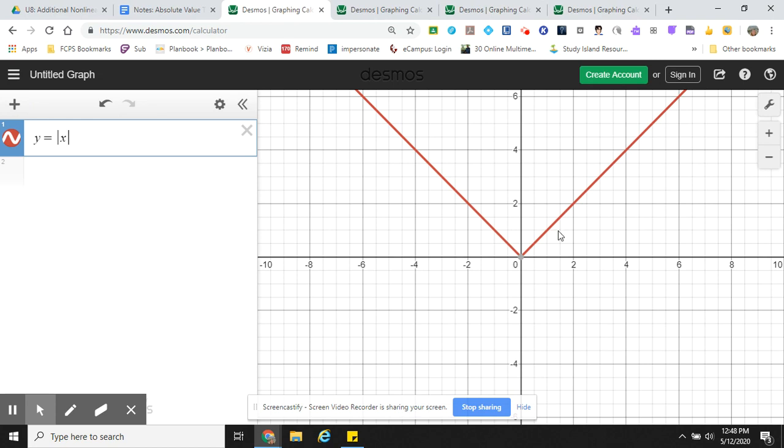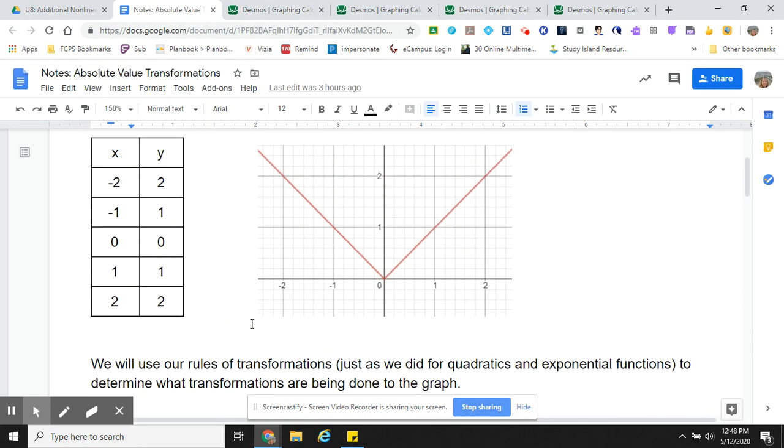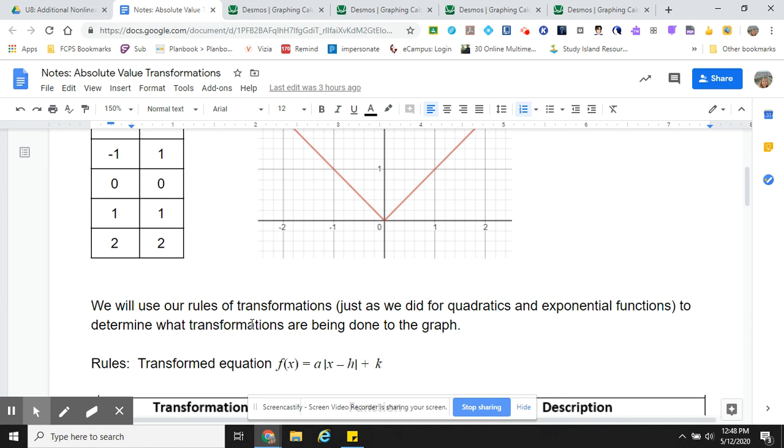So my Desmos shows the graph here with the big giant V shape, and notice it's like a 45-degree angle, and that's perfect. So now to do the transformations, the rules will be the same as they were for quadratics and exponentials. So I wrote that right here. We will use our rules of transformations just as we did for quadratics and exponentials.